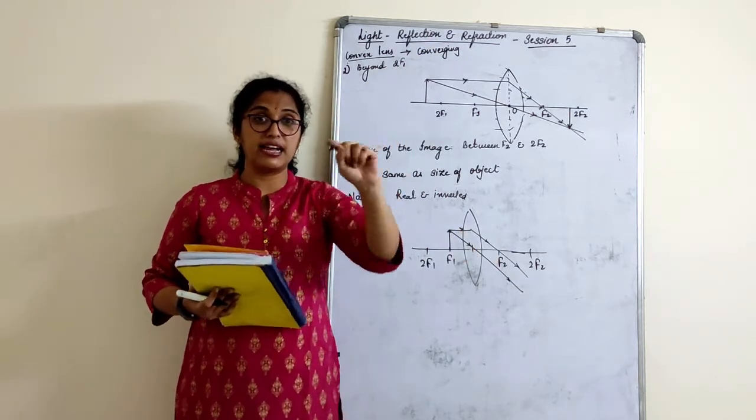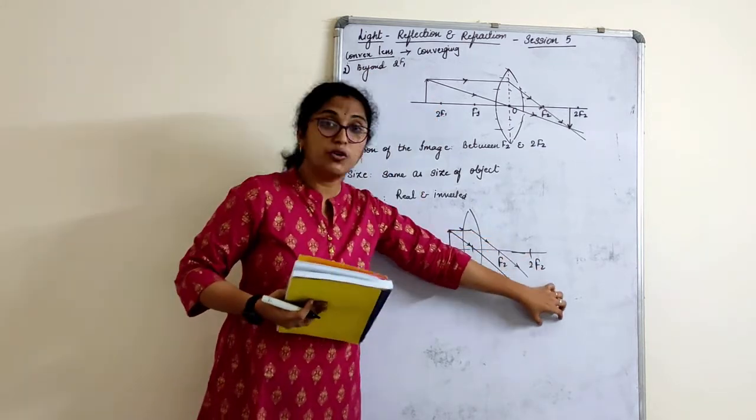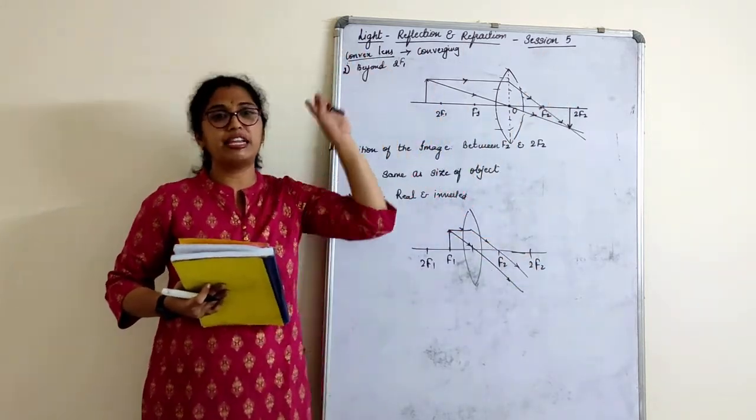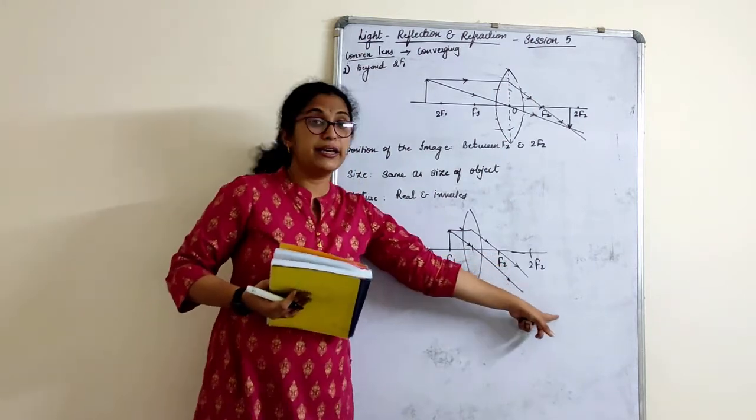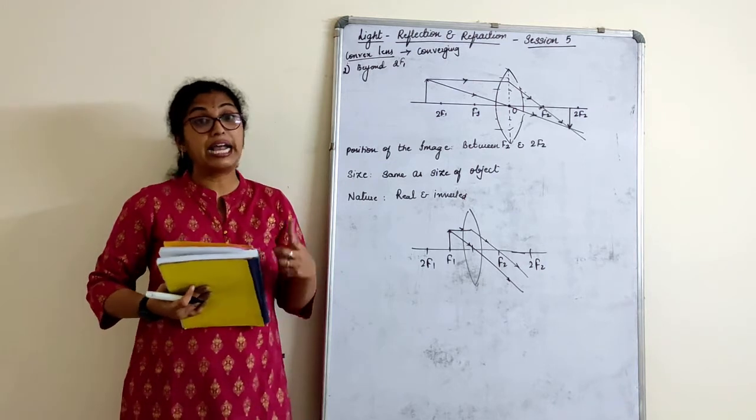Parallel rays of light had come. That is why we said from infinity they are coming. Object, we don't know where they meet. Somewhere at infinity they might meet. So image is formed at infinity. What is the size? Highly enlarged.